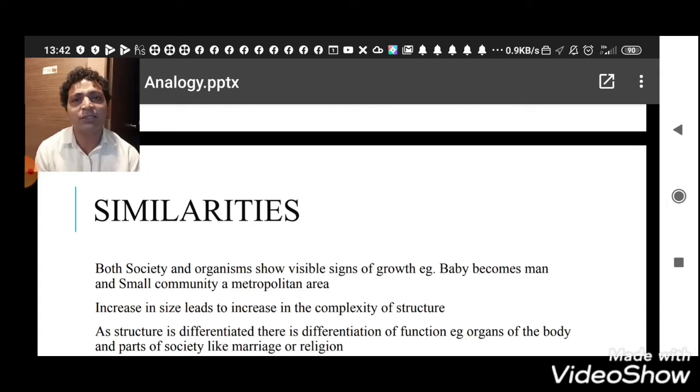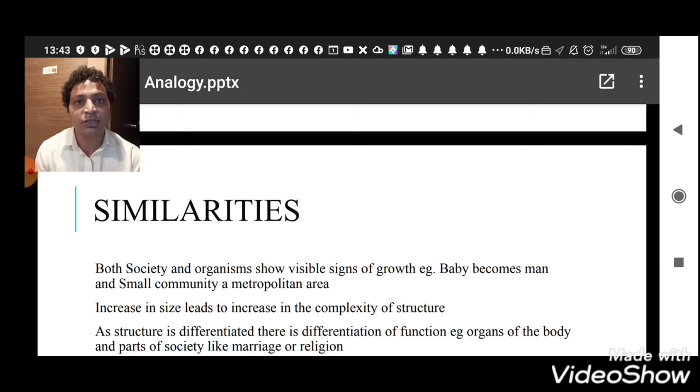And you have specializations, or you have different types of employment avenues that opened up, whether it's shops, malls, or different things. So increase in size leads to increase in complexity of structure, which you can see also in terms of a microorganism and a very complex organism like a human being. As structure is differentiated, there is differentiation of function.